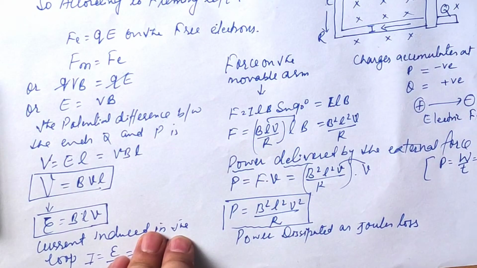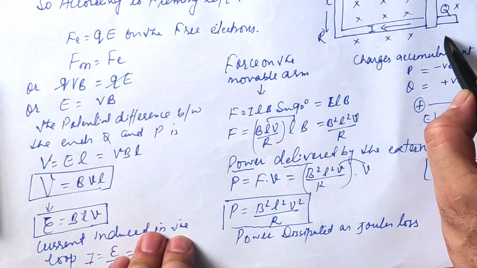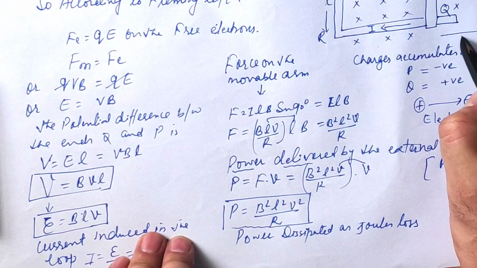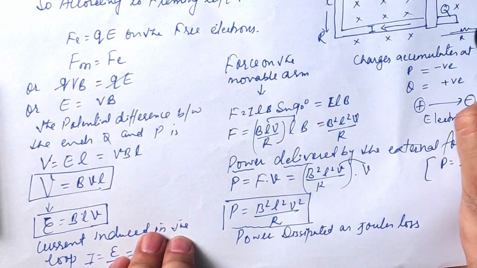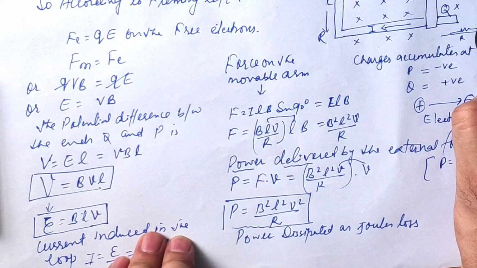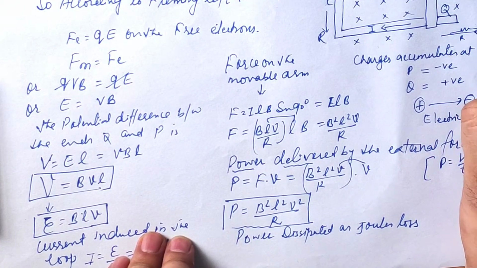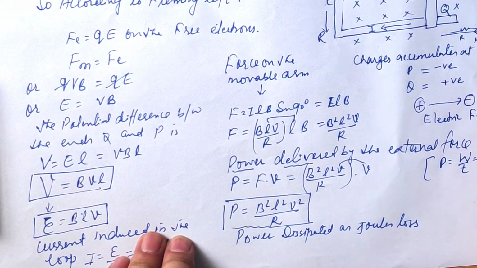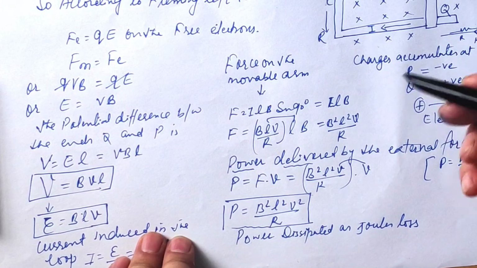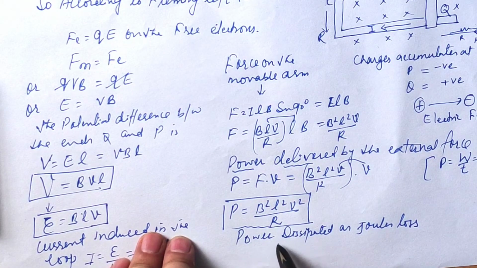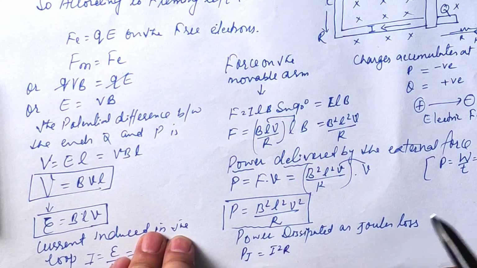When current is moving through any wire, you know that every wire has resistance R. When current is passed through the wire, the wire becomes heated up because of the Joule's law of heating effect, I square R t. So some heat loss will be there. We can write power dissipated as Joule's loss, that is equal to I square R.